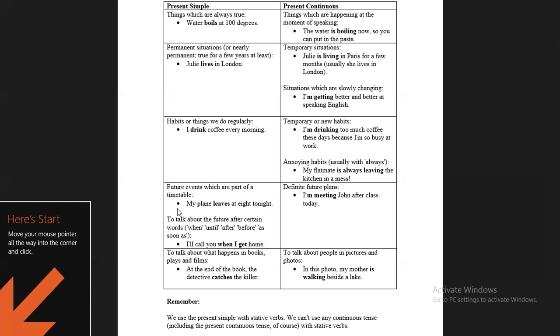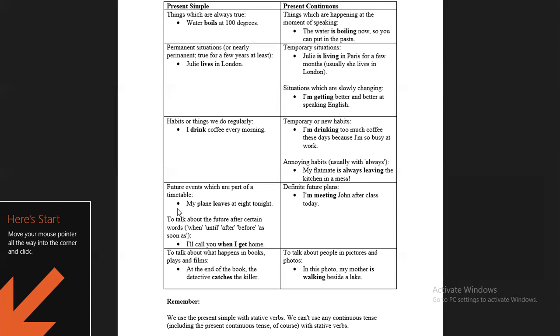Let's go to the third use, or the third difference. We use the simple present with habits, or things we do regularly. Like, I drink coffee every morning. So that's my habit. I wake up in the morning, I drink coffee. But if I'm doing this as a temporary action, or it's a new habit for me, like, I'm drinking too much coffee these days because I'm so busy at work. So regularly I don't drink coffee, but I drink it these days because I suffer from headaches or I'm busy these days.